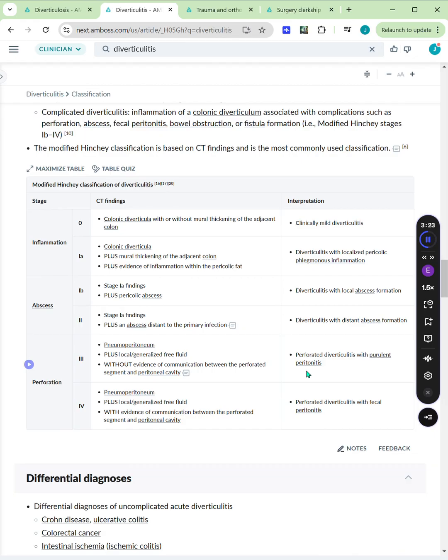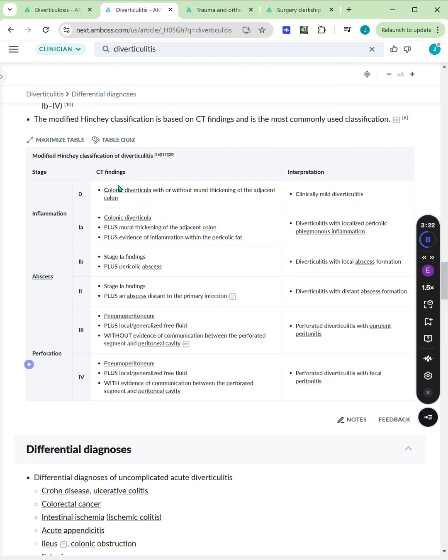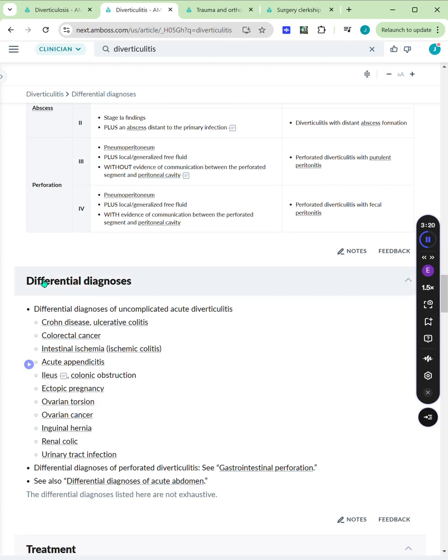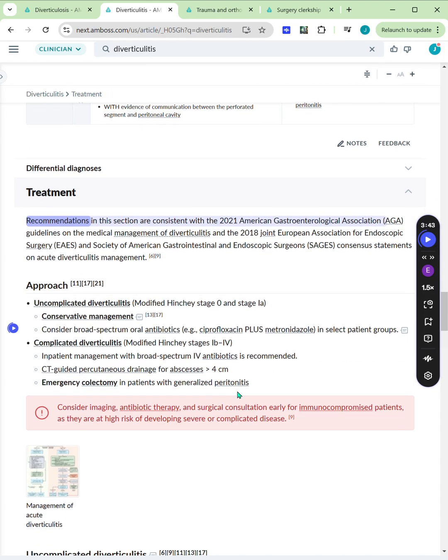Recommendations in this section are consistent with the 2021 American Gastroenterological Association, AGA, Guidelines on the Medical Management of Diverticulitis, and the 2018 Joint European Association for Endoscopic Surgery, EAES, and Society of American Gastrointestinal and Endoscopic Surgeons, SAGES, consensus.